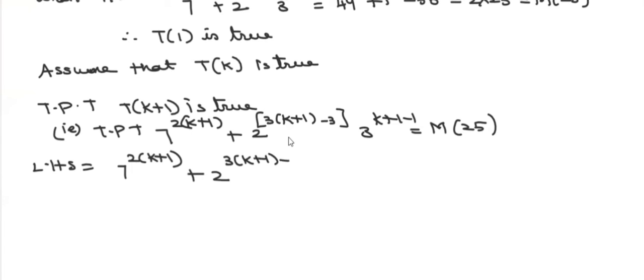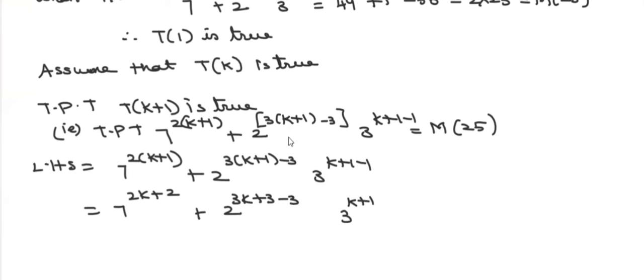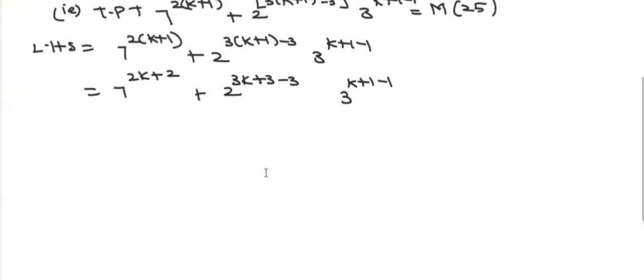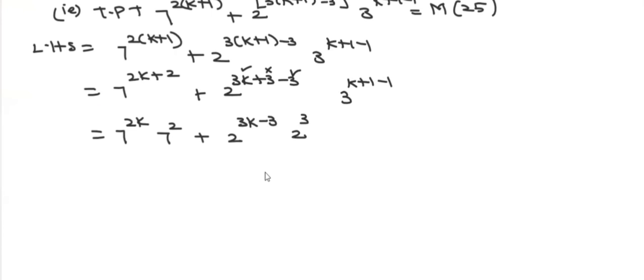7^(2k+2) + 2^(3k+3-3)·3^(k+1-1). Better to multiply the powers inside here, so 2k plus 2, and here also 2^(3k+3-3), and similarly keep k plus 1 in the other one as it is. Next step, you have to split all the powers. So write 7^(2k) into 7 squared plus 2^(3k-3) into 2 cubed, and together the 3^(k-1) into 3 power 1.